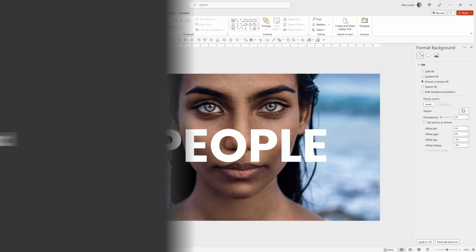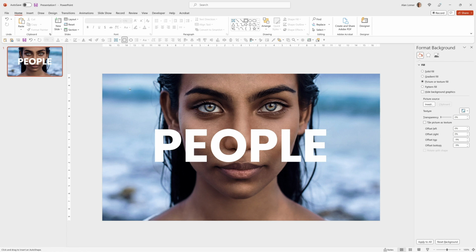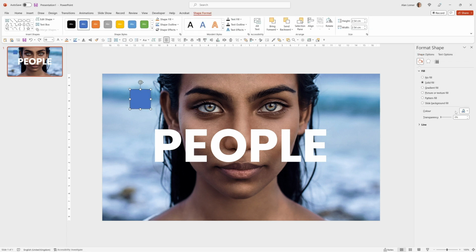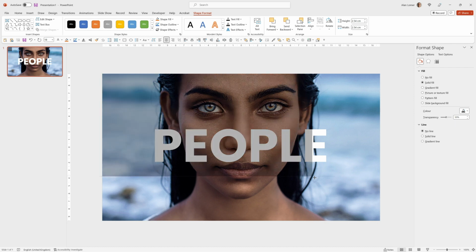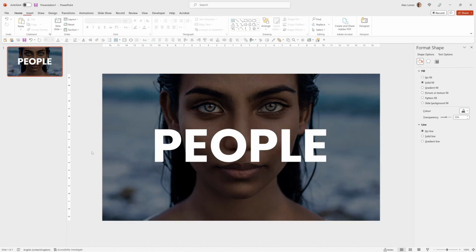So now let's add our darken layer over the whole image. And for that, we're going to use a rectangle. You can click anywhere. I'm going to make this black with no outline and 50% transparent. Then move it to the top left corner and size it down to the whole screen. Then right click and choose center back.